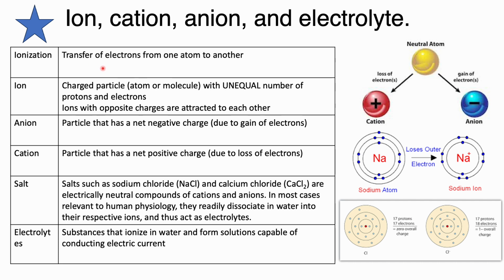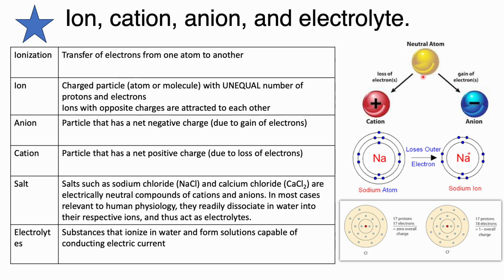Ionization is the transfer of electrons from one atom to another. What is an ion? This is a charged particle, which means it has an unequal number of protons and electrons. Ions with opposite charges are attracted to each other. Think of a magnet. An anion is a particle that has a net negative charge because it gained electrons. A cation is a particle that has a net positive charge because it lost electrons.